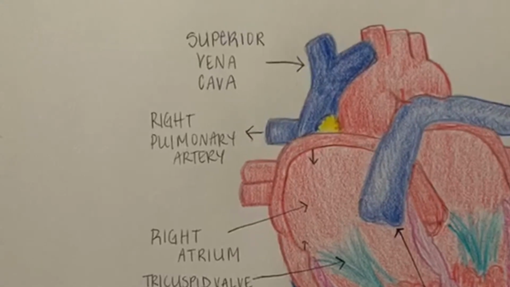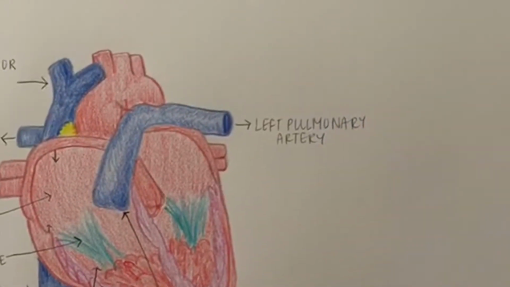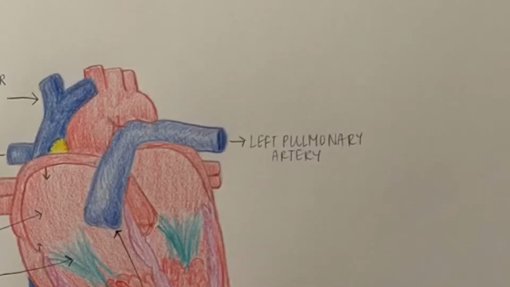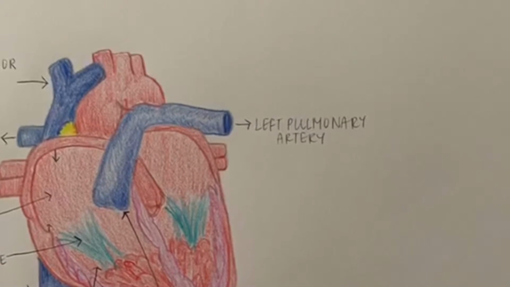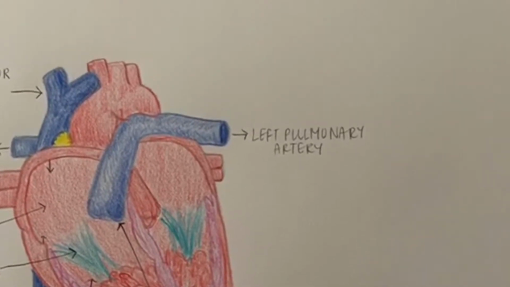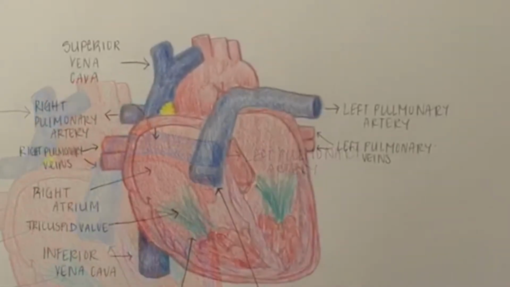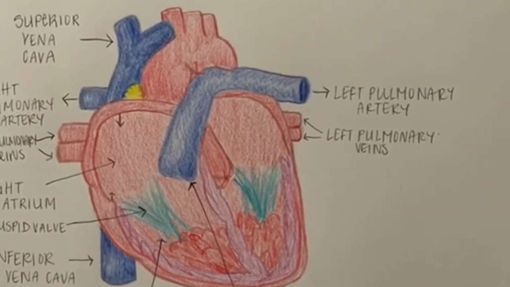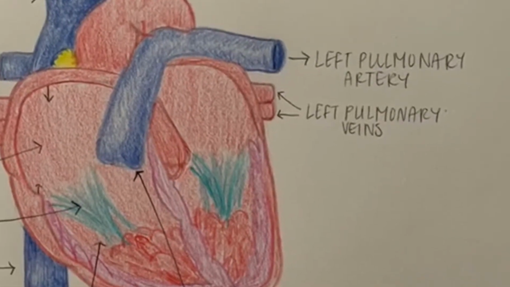Now the blood enters the pulmonary semilunar valve from the right atrium. The blood exits the right pulmonary artery and out the left pulmonary artery to the lungs. So arteries take blood away from the heart and veins bring blood back into the heart. The blood re-enters the heart through the right and left pulmonary veins, and now it is oxygenated.